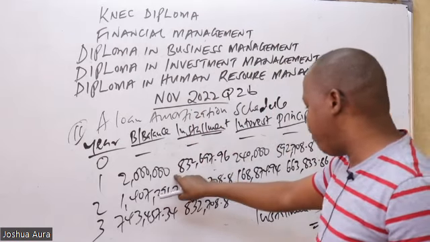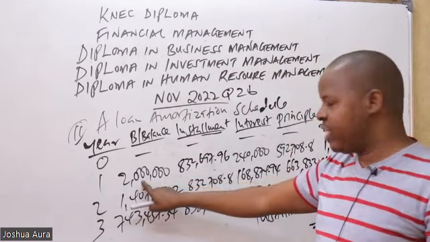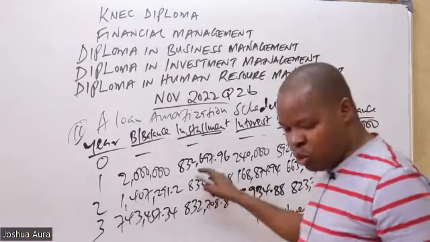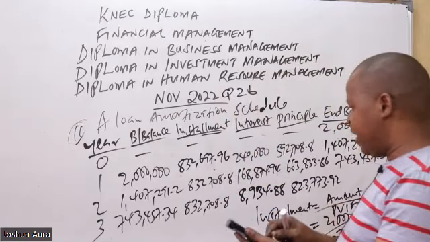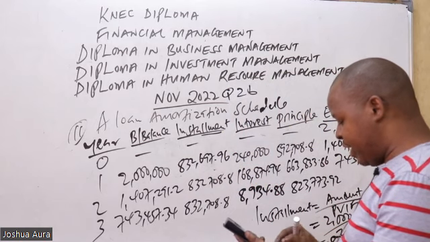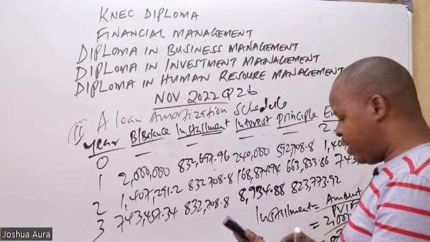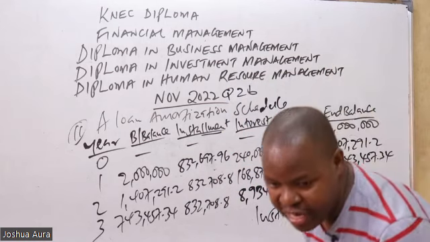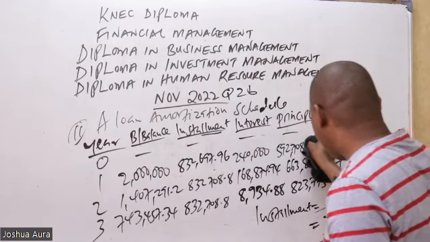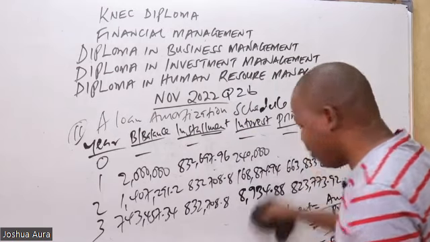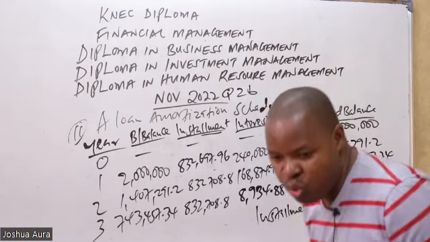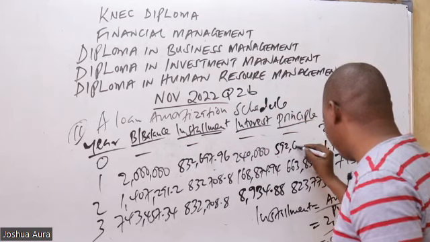Our interest is correct. 12% of the beginning balance, which is 240,000. Now our principal, we need to use this correct figure, which we have replaced here. So it will be 832,697.96 minus 240,000. What are we getting? 592,697. So can we correct here and get 592,697.96.